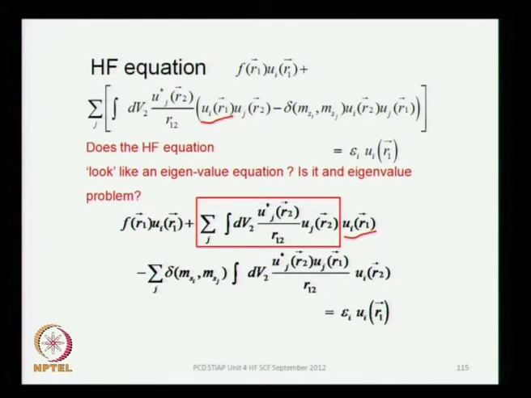But then if you look at the exchange term, there are other issues, because what you have over here is ui, which is for the same quantum state i, which is on the right hand side, but the argument for the ith quantum state is r2 and not r1. So, we have to be careful in handling this term.